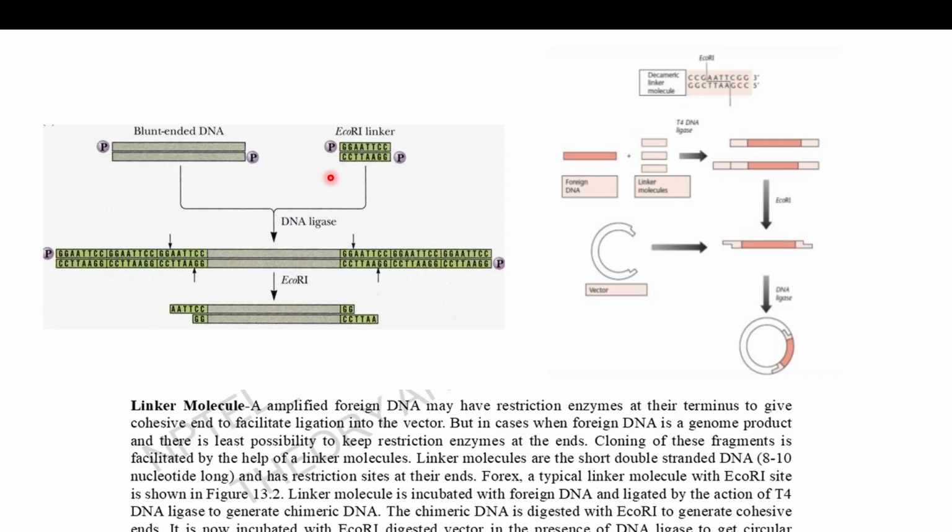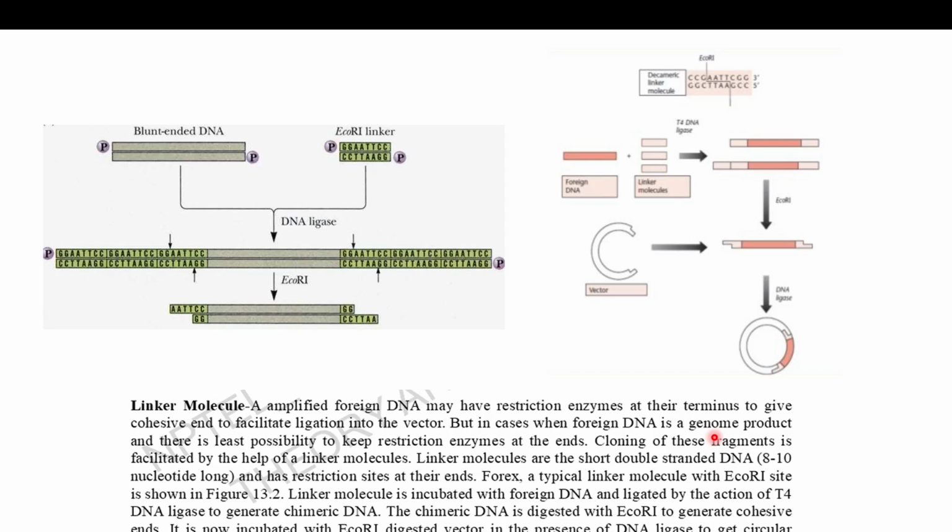So we were introducing the restriction sites and the primers, thereby getting a clone, right? But in cases where the foreign DNA that needs to be introduced into the vector is a genome product, there is the least possibility to keep the restriction enzymes at the ends. Because if restriction sites or recognition sequences are present in a genome product, then that genome product will be chopped off, right? And that will completely degrade the cellular machinery, or completely kill the cell. Okay. So we definitely do not want that.